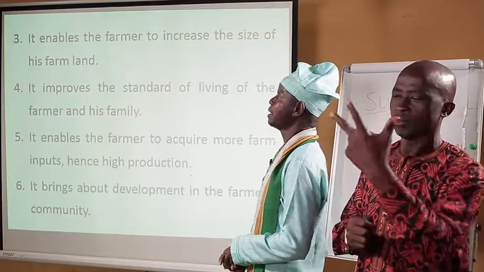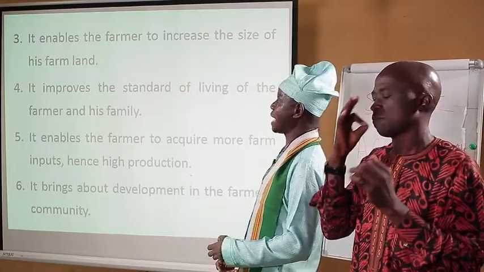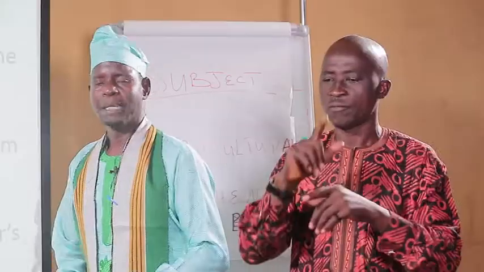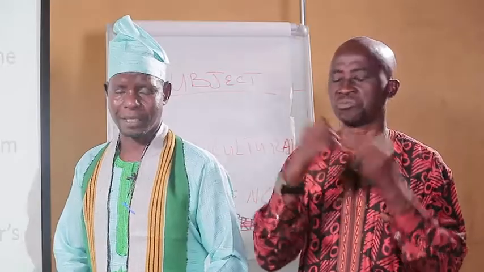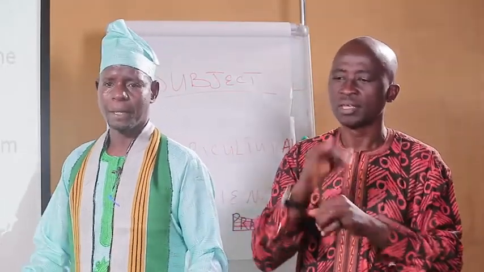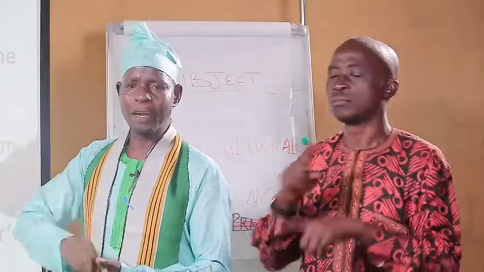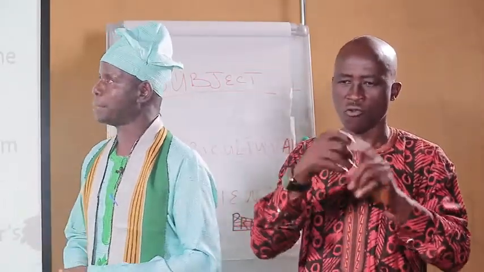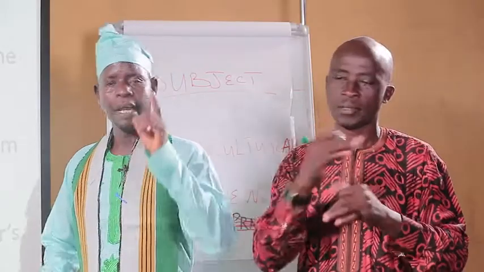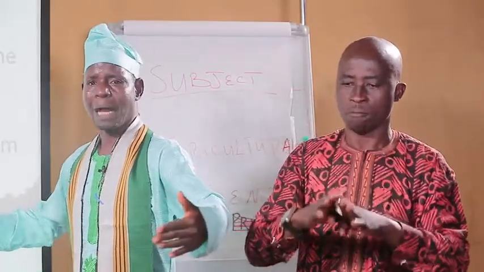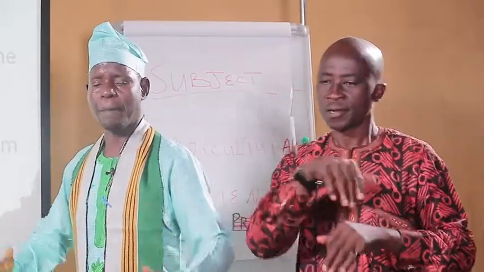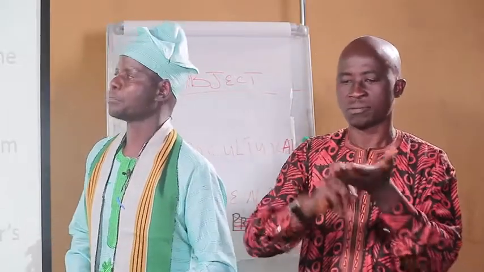Number 3, it enables the farmer to increase the size of his farmland. In villages and many communities, land is fragmented. Land is divided into small units. But with the acquiring of a loan by the farmer from a bank, he expands and obtains another land, thereby increasing his production.